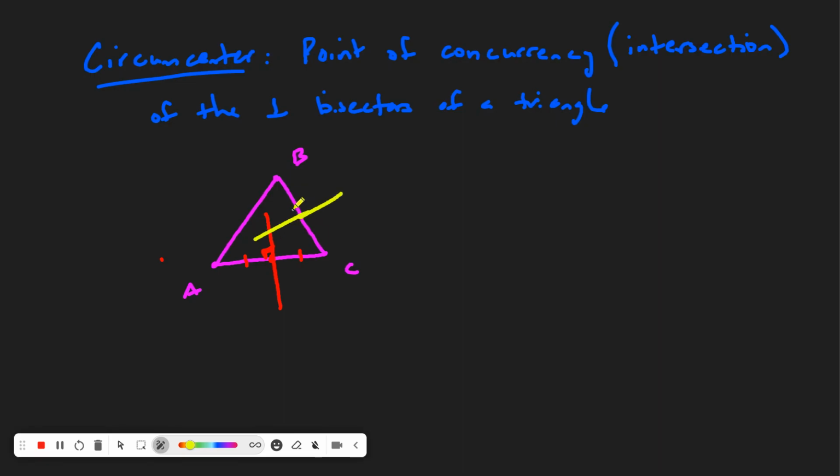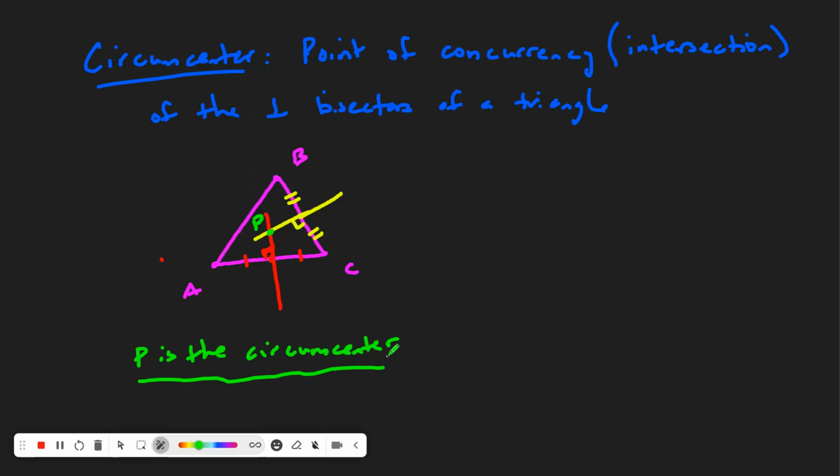And boom. And again, these two segments are congruent, and that makes a right angle. And there is my second perpendicular bisector. And what I've done is I've created a point of intersection right here. That point right there, let's call it point P. That point P is called the circumcenter. So P is the circumcenter.